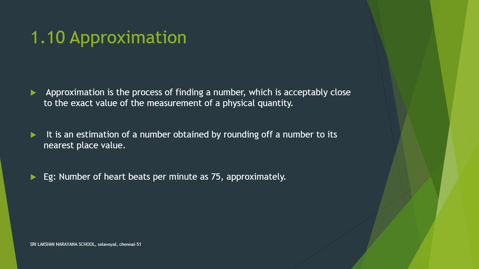For example, number of heartbeats per minute as 75 approximately. Number of heartbeats per minute varies from person to person. So it is approximately taken as 75 per minute.